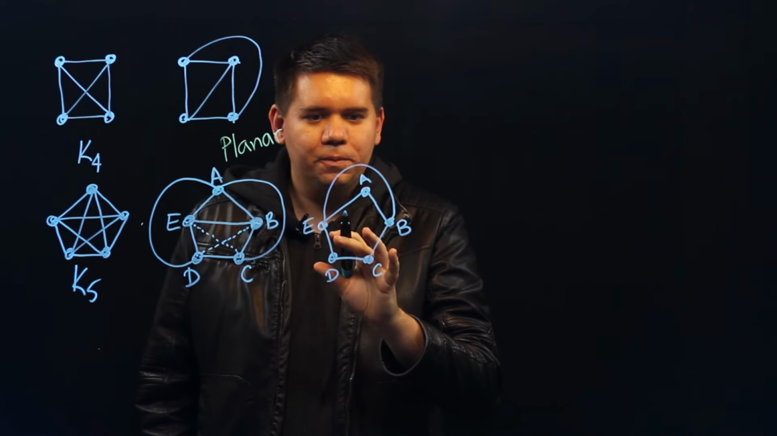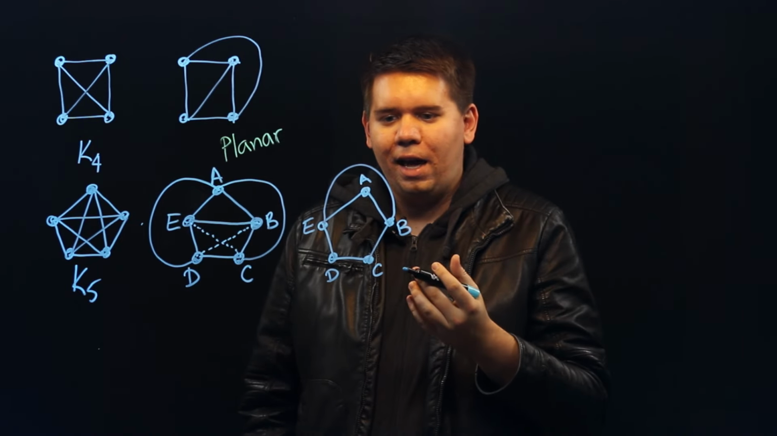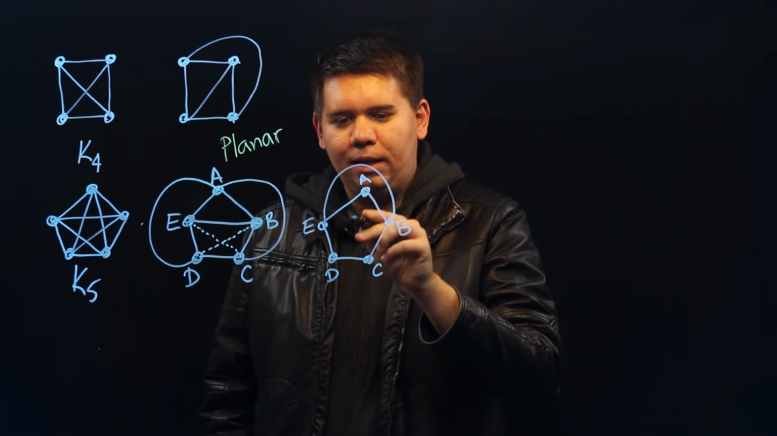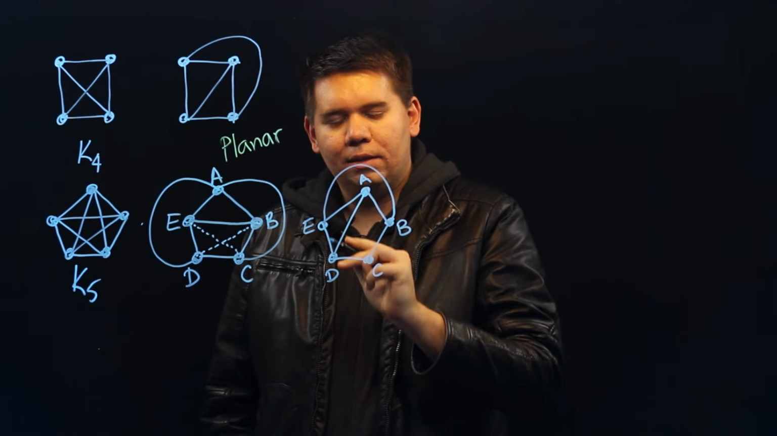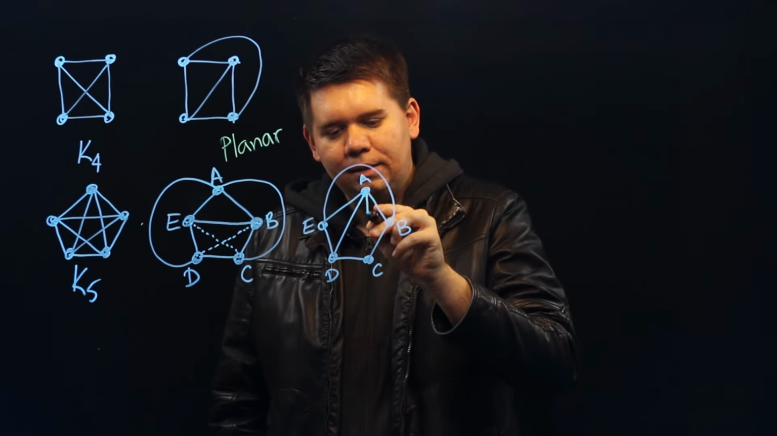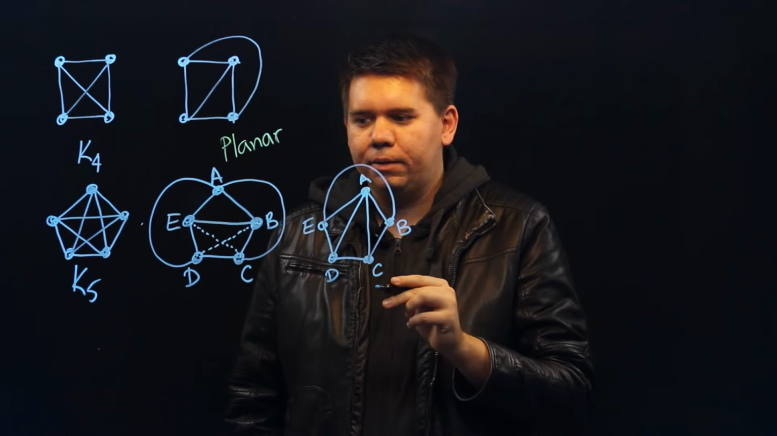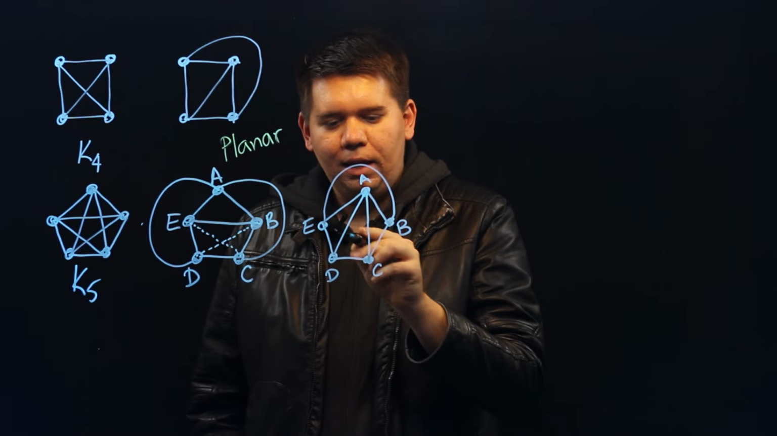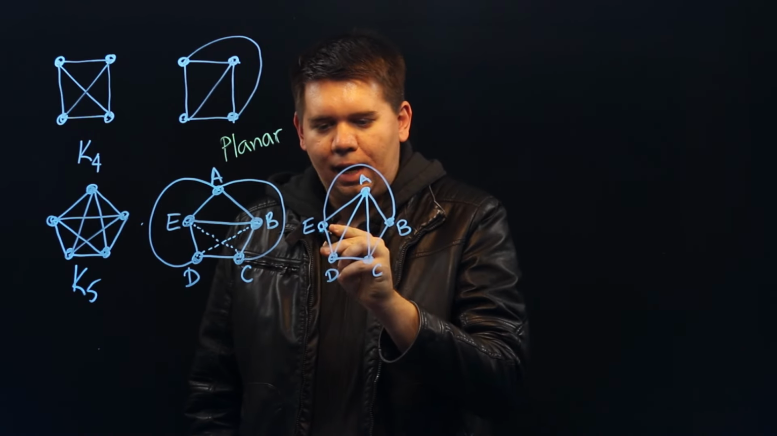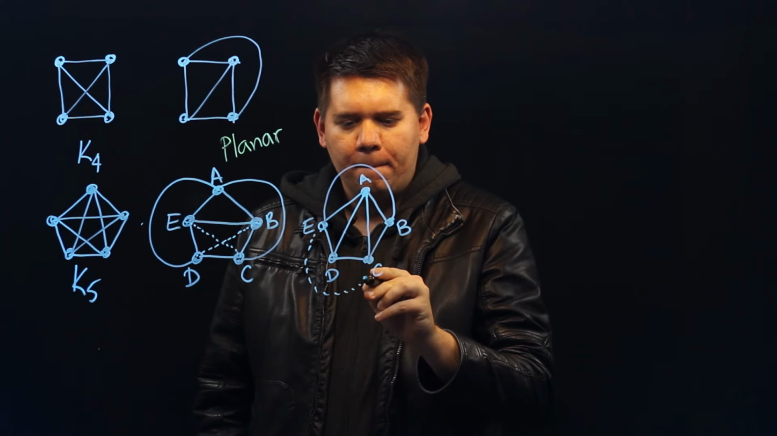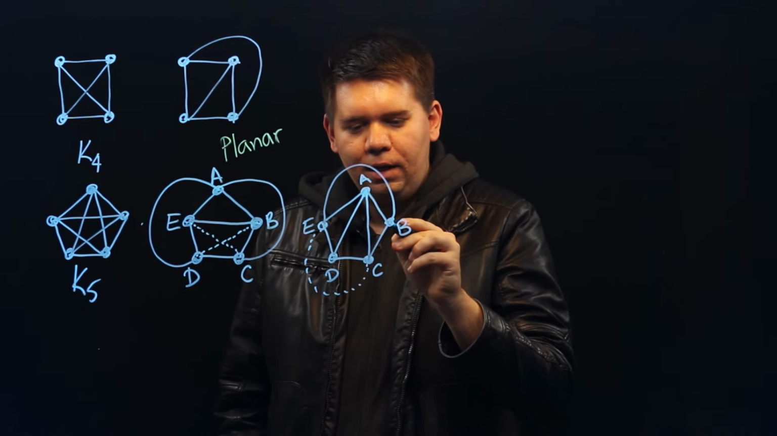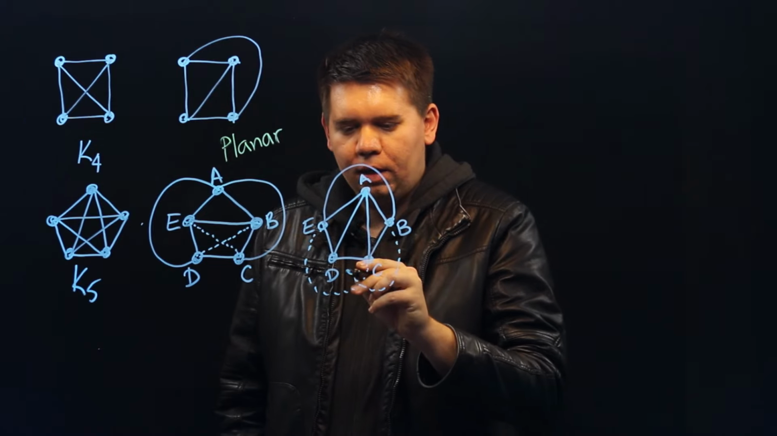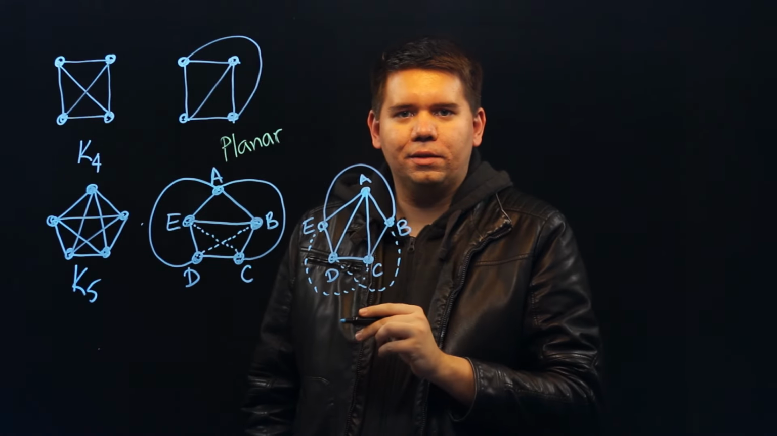In this case, we see something similar happens. Now A and D have to be connected inside because they can't be connected outside without hitting this other edge. And A and C have to be connected inside. But how are we going to connect E to C? It can't be done inside, it has to be done outside. But then we must also be connecting B to D outside. And these two edges will end up crossing.